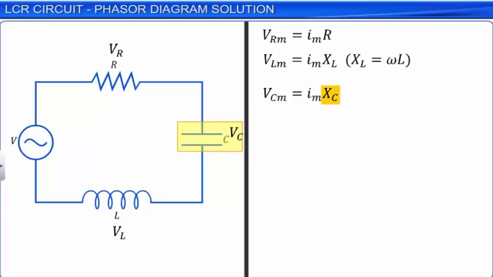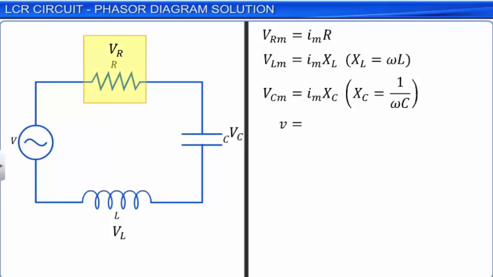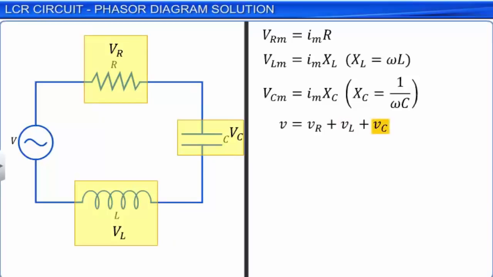We know that Xc is equal to 1 by omega C. The instantaneous total voltage V in the circuit is equal to the algebraic sum of the instantaneous potential differences across the resistor, capacitor, and inductor, represented as VR, VC, and VL respectively. And this can be vectorially represented as the sum of the phasors VL, VC, and VR, which can be calculated as follows.